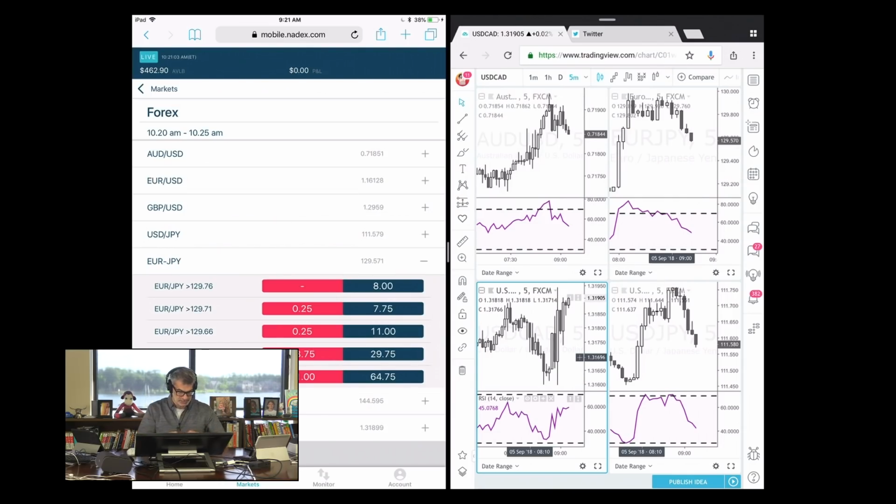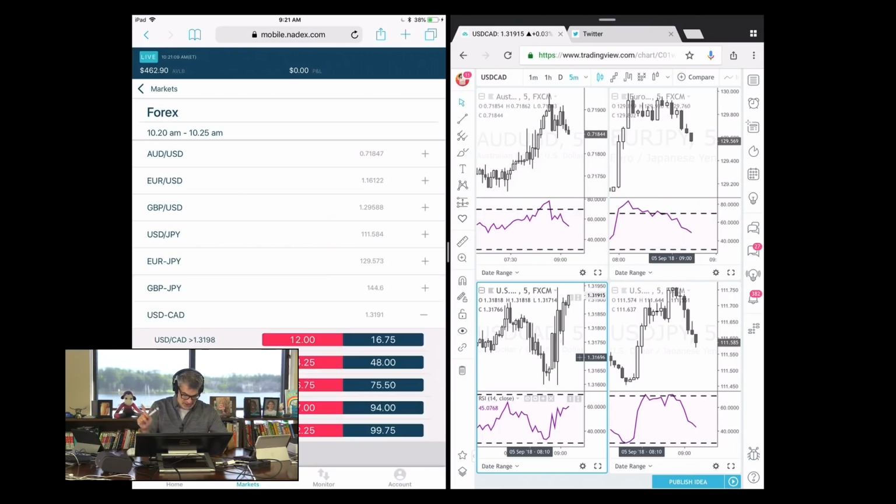Wow, look at that go. Dollar Canadian's moving up. Let's just take a look, even though I said I didn't like it. No, I'm not going to touch it. I'm not going to touch it.